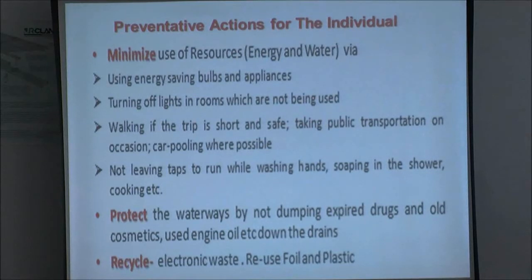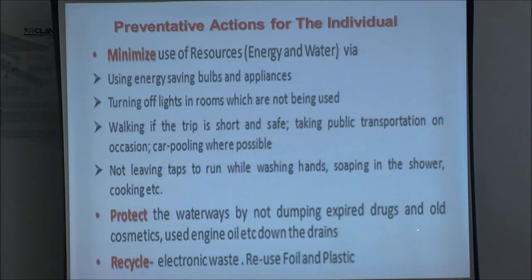So we can do this with energy saving bulbs and appliances, and Donnie will talk in a sense more of this: turning off lights in rooms when they're not being used, walking if the trip is short and safe, taking public transportation, carpooling, not leaving taps on while washing hands. When you estimate the amount of water that is wasted by some of these simple processes, it grows into quite a lot.